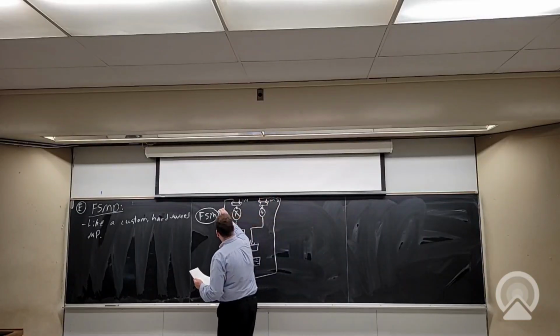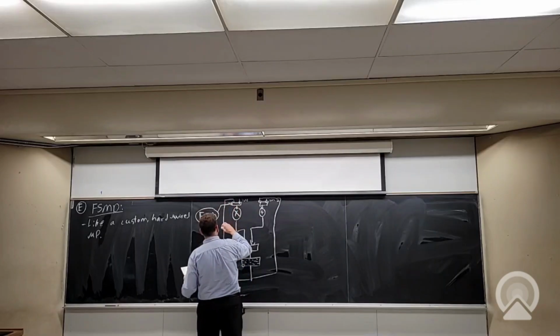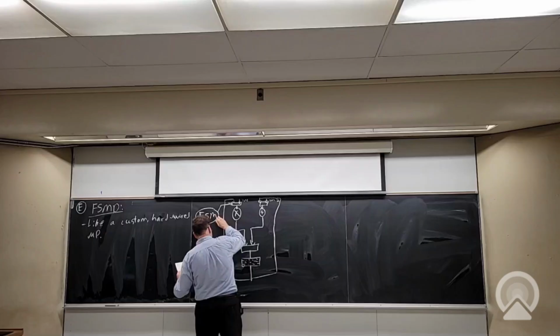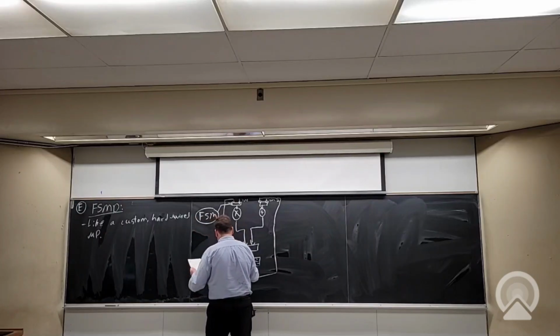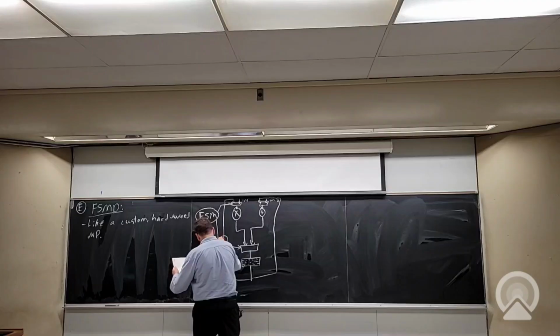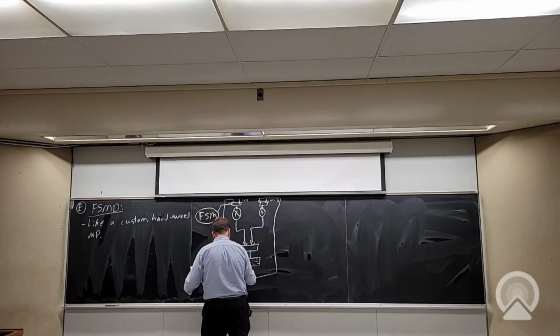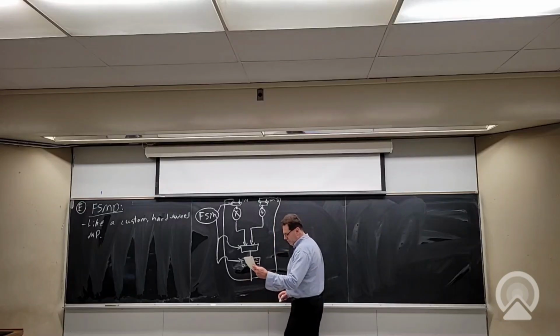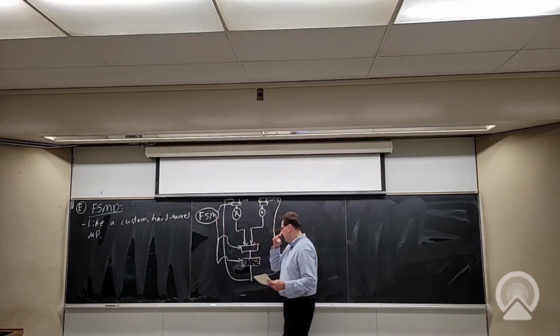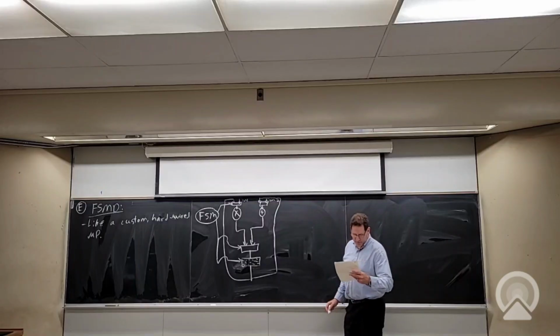Okay, and all the control signals. What is this mux selecting? What is this mux selecting? What register am I writing to? What register am I reading from? All of that is coming out of control signals that were generated by this finite state machine.